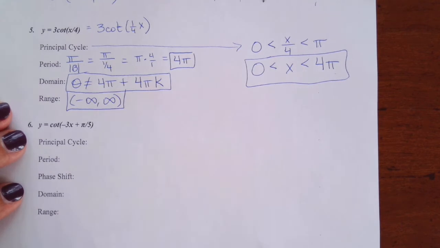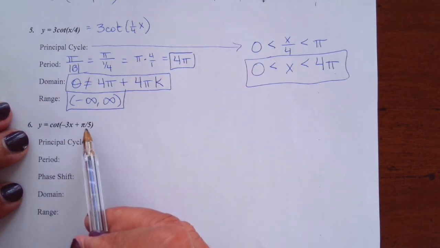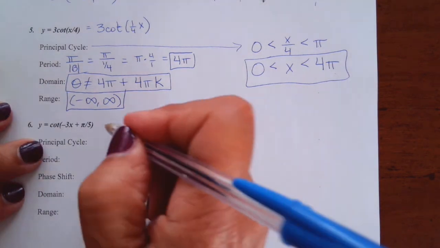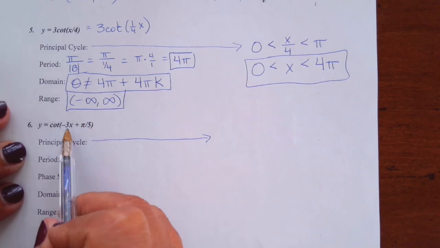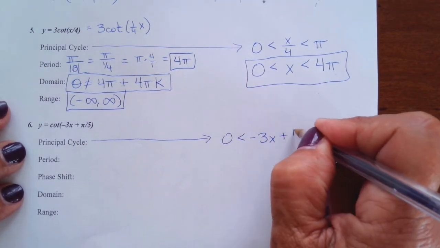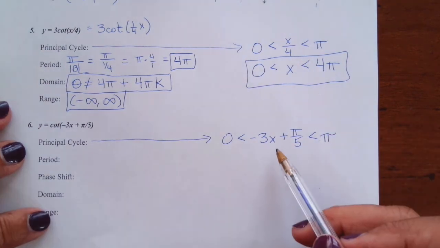Okay? All right, number 6, cotangent. A is 1, B is -3, C is pi over 5, still no D. Principal cycle. Come over here. This goes between 0 and pi. Okay. And you got to solve for x.